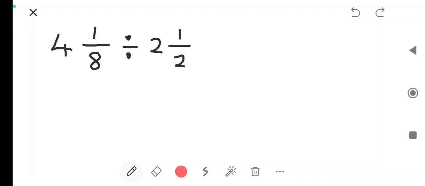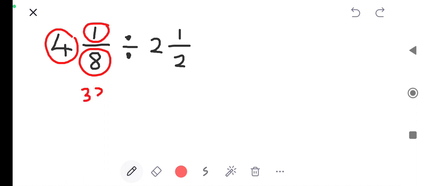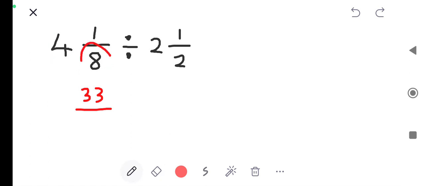Today we are going to learn how to divide a mixed number by another mixed number. To do this question, you will write this mixed number as an improper fraction. So you will do 8 times 4, which is 32. Then 32 plus this one on top, you have 33 over the denominator again, which is this 8 that I circled. Then you write your division again.